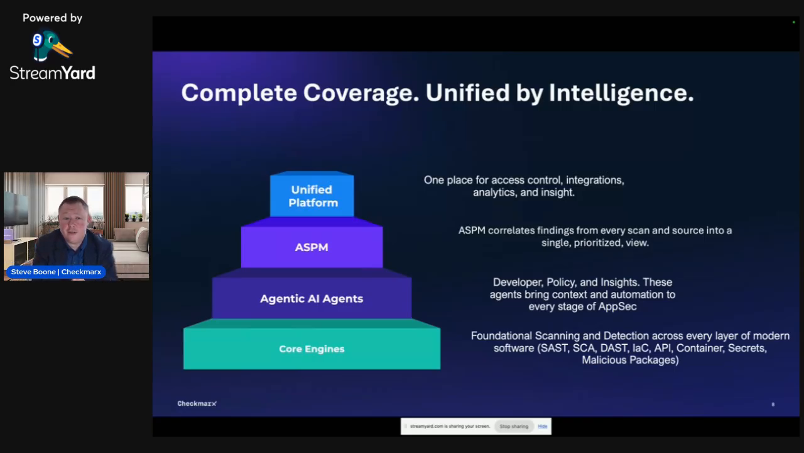Just last year, we introduced our ASPM capabilities. This is around data aggregation and correlation, to help understand and dedupe findings across all of our engines and prioritize those for our developers. And the great part about all of this is that it's tied into a single platform. That platform gives you one place to manage your integrations, one place to get all of your security results across those engines, and one place to manage security access. So you're not having to constantly go through multiple tools and maintain users and credentials across the organization.